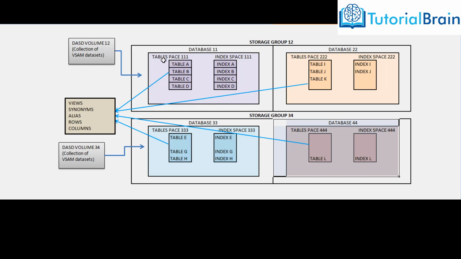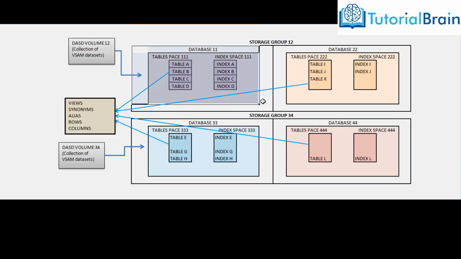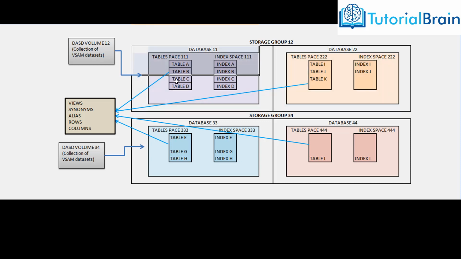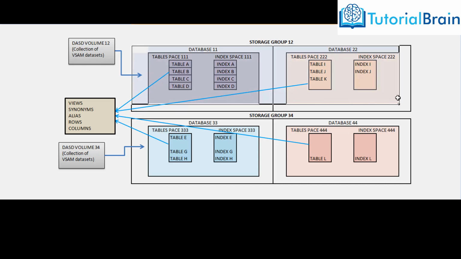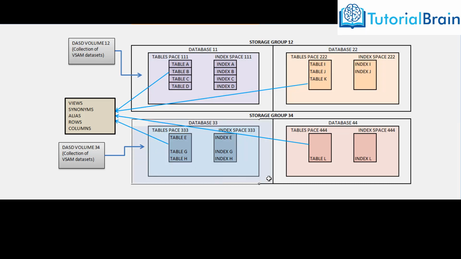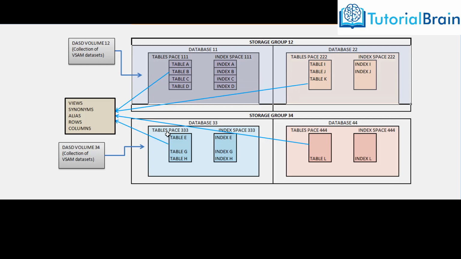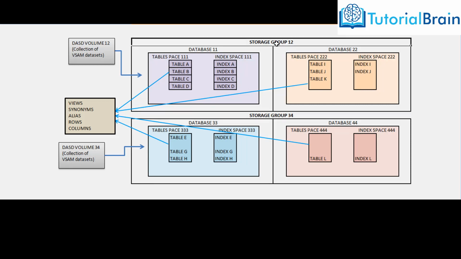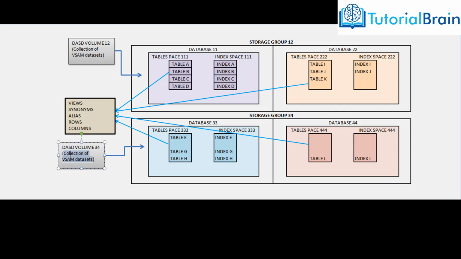I have mentioned here DASD volume 1, 2. You can consider this as a whole, and this is DASD volume 1, 2. So you can have multiple databases. In this case, it has 2 databases, right? Again, here you have 2 databases as well. So this is storage group 1, 2, and this one is storage group 3, 4, right? I mentioned here storage group 3, 4, and here storage group 1, 2. So basically, DASD volumes are a collection of VSAM datasets. Now, what is a database?